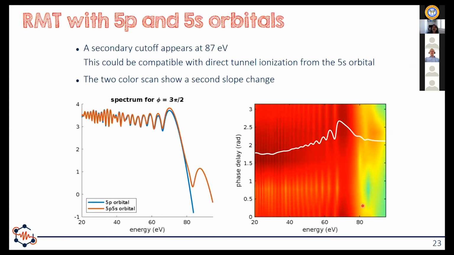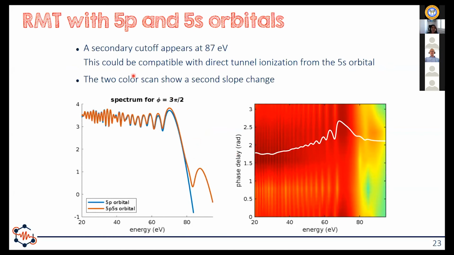Then if we add the 5S, this was really good news for us because something was changing and we were starting to understand something. We see basically a secondary cutoff appearing if we add the 5S orbital. And this could be compatible with direct tunnel ionization from the 5S orbital that we didn't expect at all in our experiment, but apparently this is really compatible with our results.